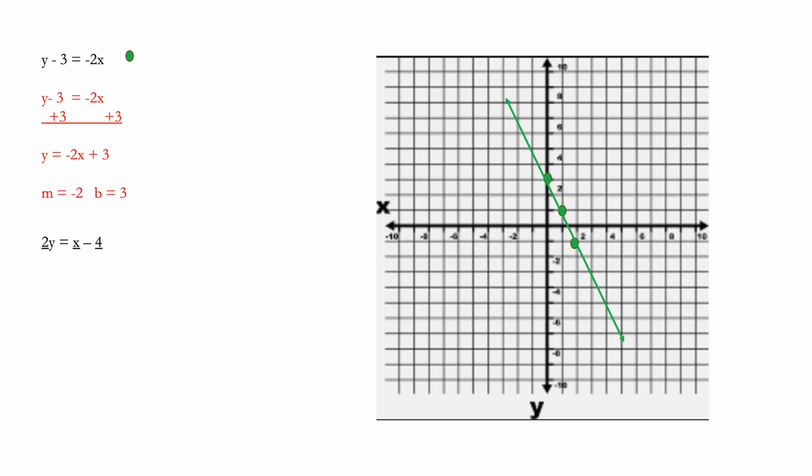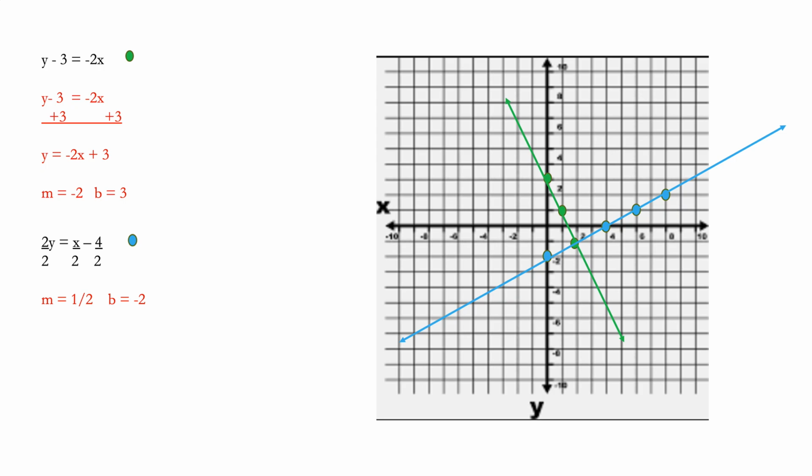Your next line is 2y equals x minus 4. Go ahead, solve for y. Okay, to solve for y on this guy, we've got to divide everything by 2. So I get y equals 1/2 x minus 2. I'm sorry, the y-intercept is negative 2, and the slope is 1/2. So I begin at negative 2 with the blue line. Then I go up 1 over 2, up 1 over 2, up 1 over 2. There is my connected dotted line.